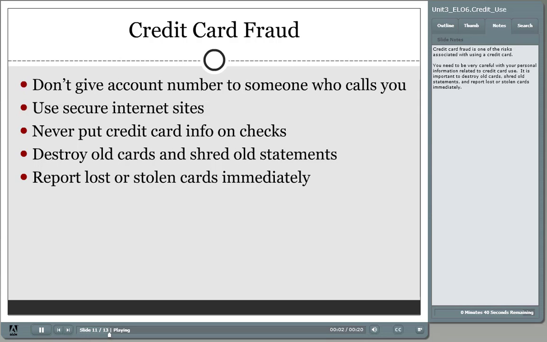Credit card fraud is one of the risks associated with using a credit card. You need to be very careful with your personal information related to credit card use. It is important to destroy old cards, shred old statements, and report lost or stolen cards immediately.